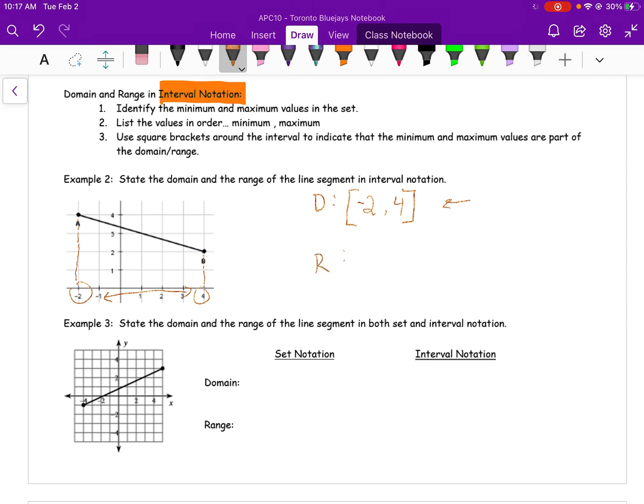Range. I ask myself two questions, exactly the same as domain, but for range I have to switch my perspective, and this is really hard for some students. Range is my y values, right? My y values can go from 2 to 4. So the lowest y value it can have is 2. The highest one is 4. So that's what range would look like. And you actually don't need to underline it. It would just be lowest value is 2, highest value is 4, square brackets, and you're done. Quite a different thought than set notation.